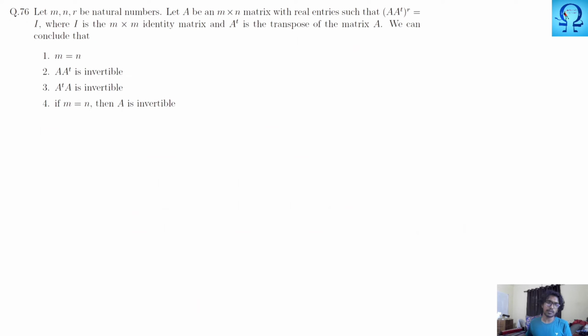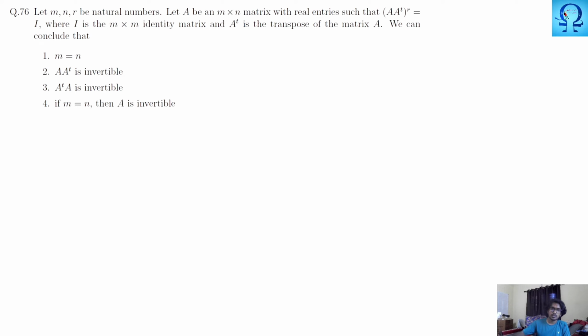Here it is given that m, n, r are natural numbers and A is any m by n matrix with real entries, and it is satisfying a property that when we multiply A with its transpose and raise the power to r, we are getting the identity matrix. And I is given to be an m by m identity matrix, and A transpose is explained, and what can we conclude from this information? This is the question that we have.